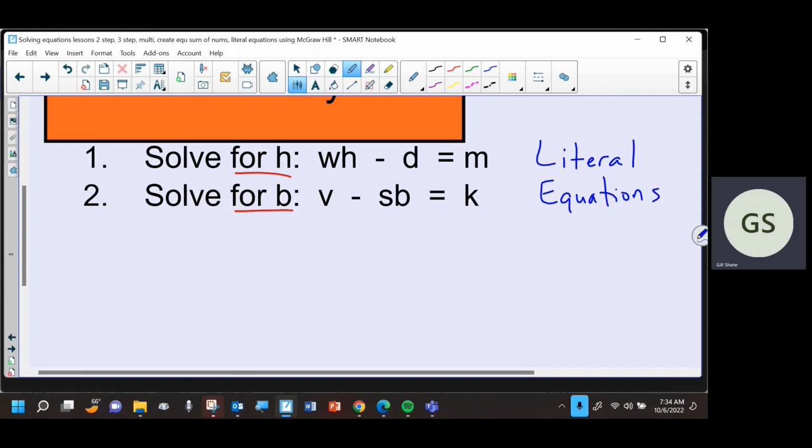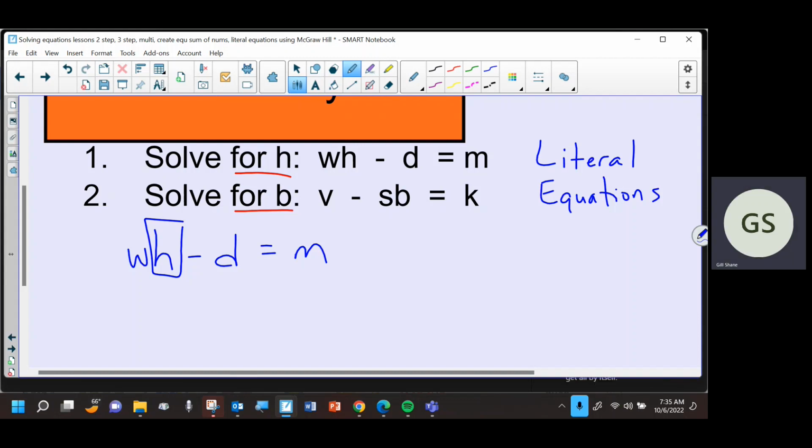So if I want to do this, and I'm going to erase this right after I do it, so make sure you're copying it down if you want to have an example to use. In this case, it's all letters, but I am solving for this particular letter right here. It says, and I know that because it tells me that, solve for H. So that's the letter I want to get all by itself.